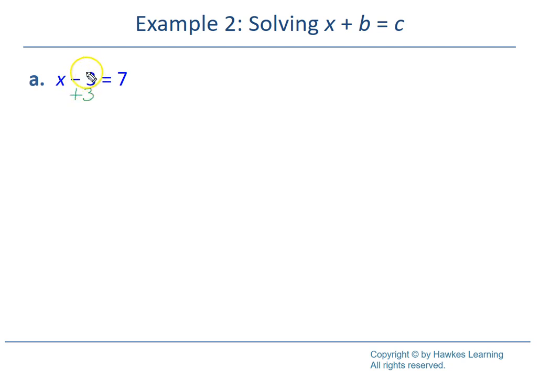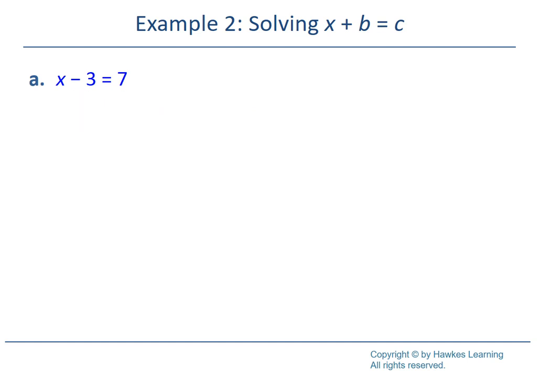Now I did something to one side. I must do the same to the other side. So here, this adds up to a 0. I'm left with an x on that side. And now this side becomes 10. And if I put the 10 as the x, 10 minus 3 is 7, and it checks.